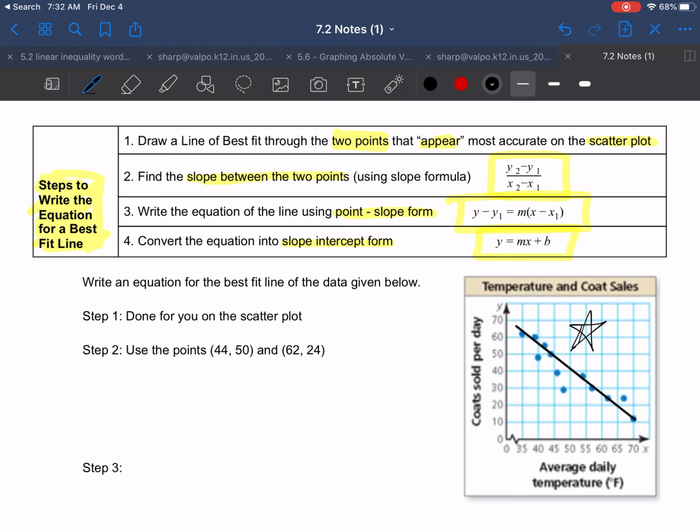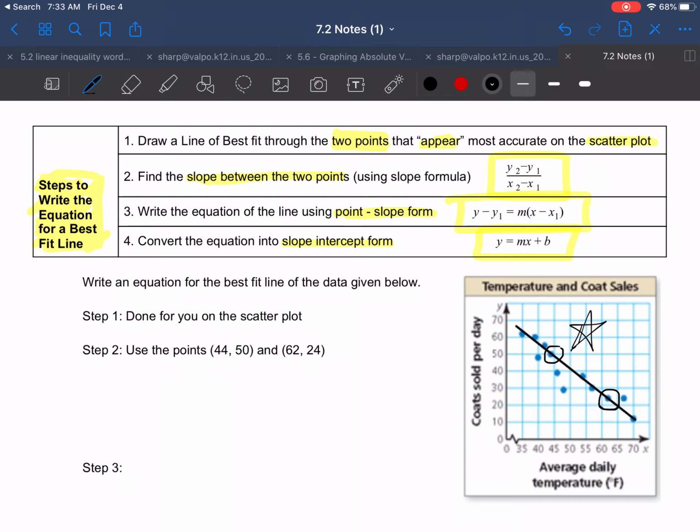Well, I gave you points to try to find the slope through. You'll typically have to pick them. I just gave them to you so that we would all kind of be consistent and use the same ones. So we have (45, 50), which is this coordinate right here, and then we have (62, 24), which is this coordinate right here. So those are the two that we're using. So let's find the slope.